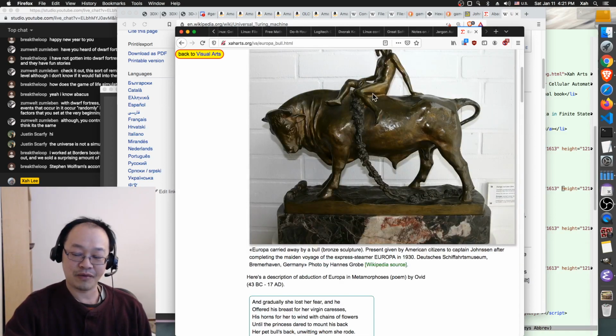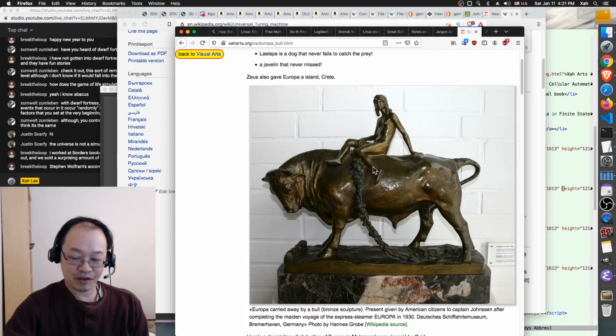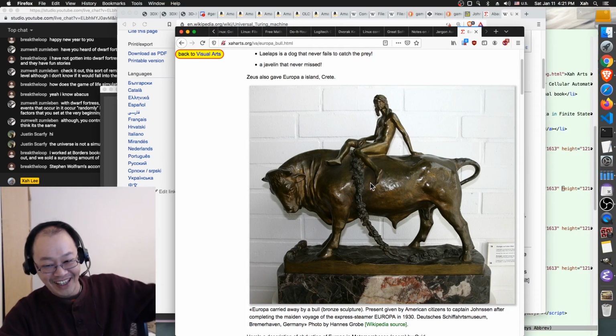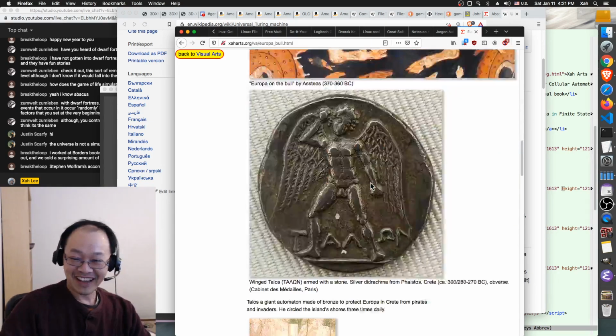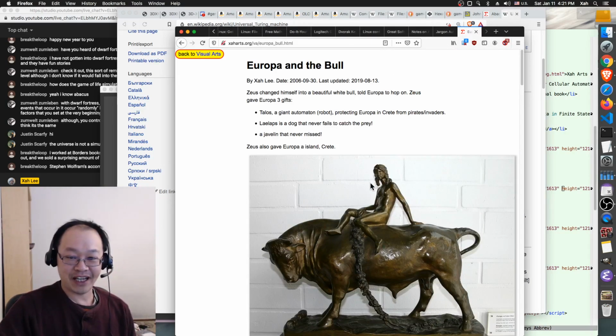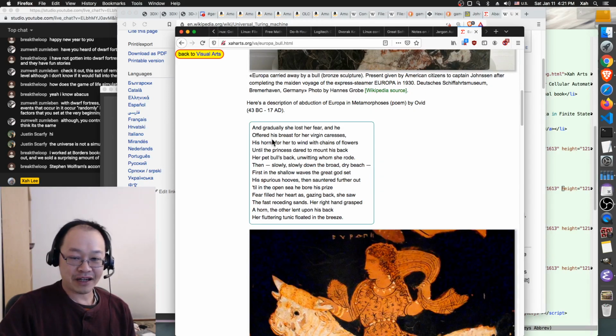Once Europa hopped onto the bull, he just ran off, and Europa is like, oh my God, I cannot get off. There are poems about it from 2,000 years ago, 43 BC. Here's a poem describing the situation.